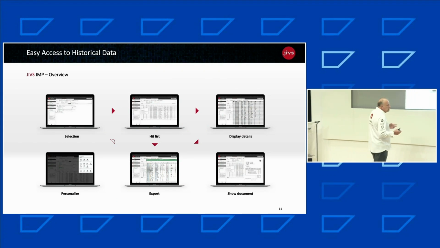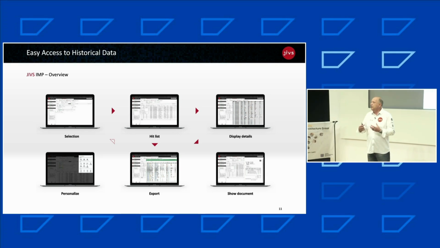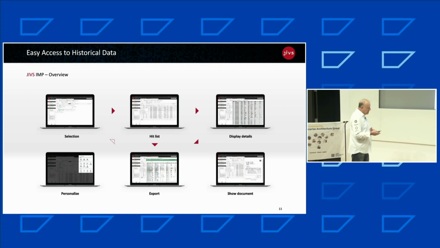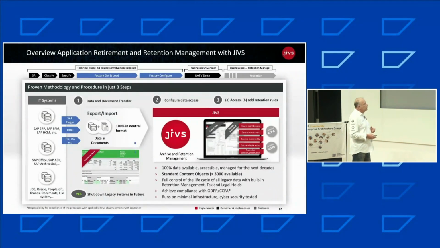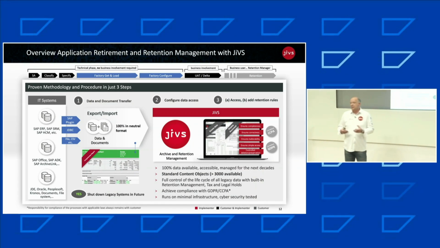And JiVS becomes kind of a single source of truth when it comes to historical data. So after you retired all those different applications, you still have access to them, of course, for compliance, tax, legal reasons, but even for operational reasons. And you can create searches and reports even across all those systems, no matter what kind of system it was that you retired. The approach is always the same. It's a very technical, hands-on approach. We separate the data from the application layer.